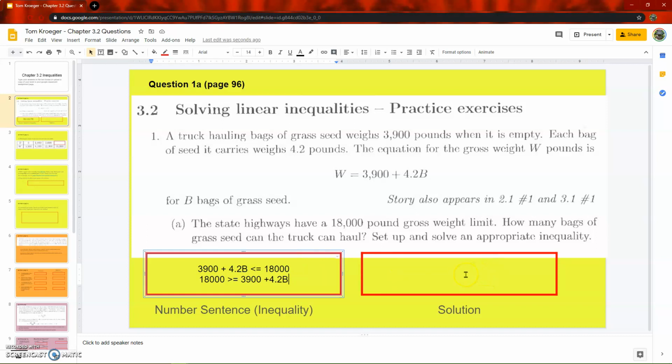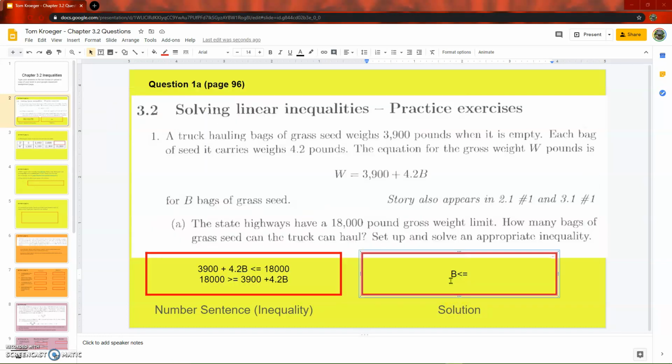The solution would be, well, how many bags can the truck haul? All right. Well, the bags cannot be more than a certain amount. So that means the bags must be less than or equal to some amount there. Now, how much is that amount? Well, let's take a look at our number sentence. Either one will work. And if we solve it just like we did with equations, we can actually get the number that would correspond to our result over here.